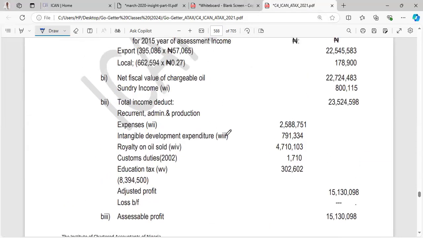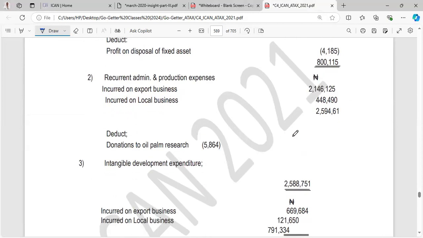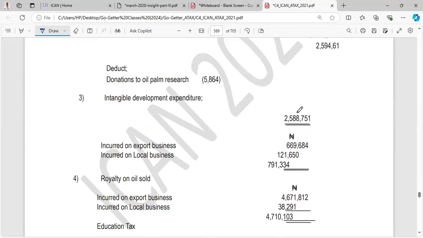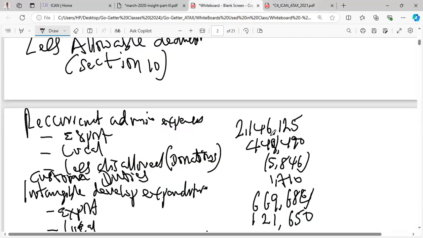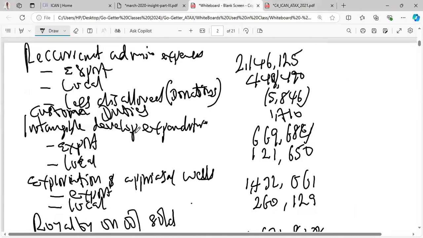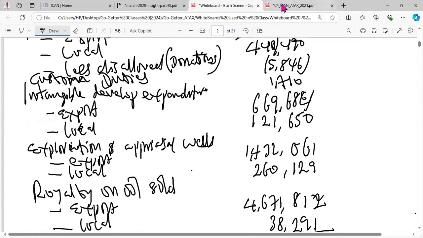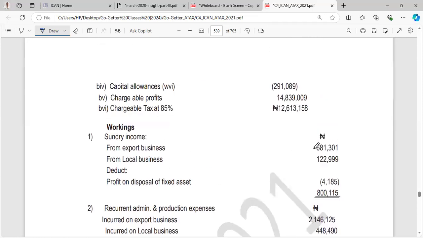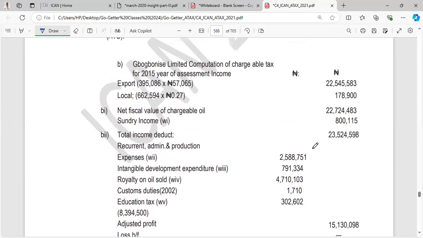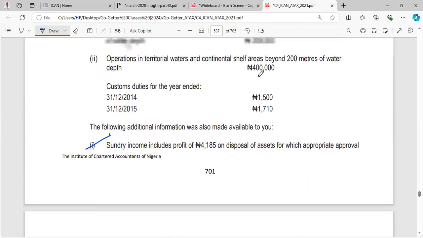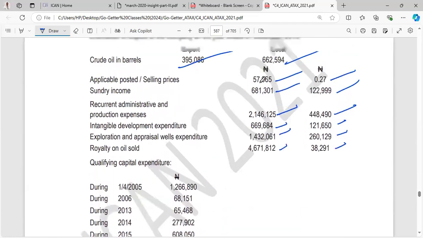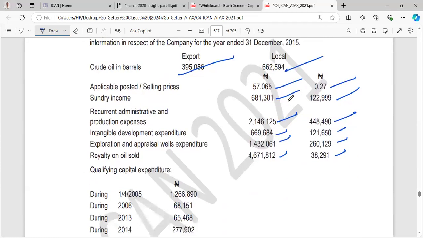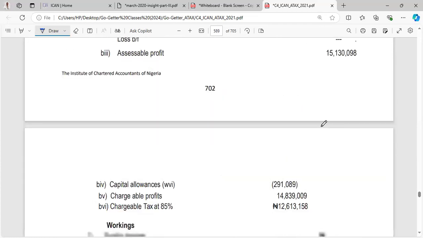Three, intangible development, tangible development, 2 5. Let's see what we did. Tangible development, 255, 258875. Where did they see that figure? Where was that figure given? Can't see any of that kind of figures here.